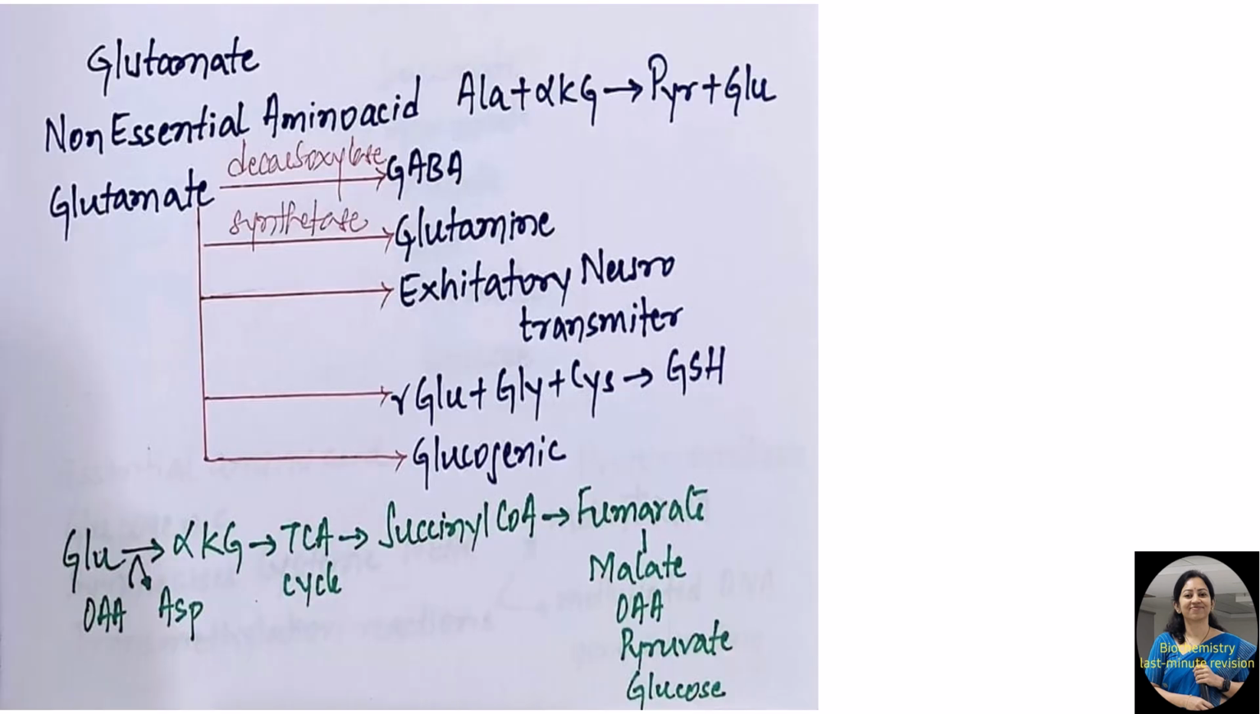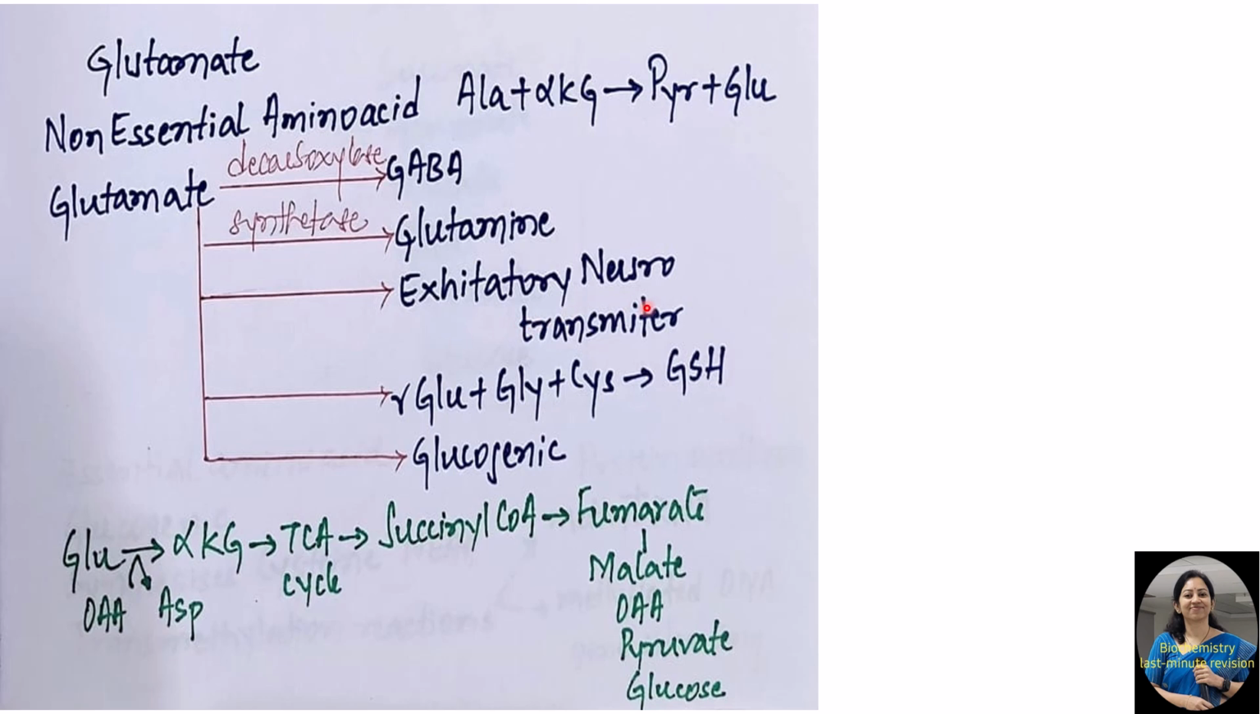The next amino acid is glutamate. It is also a non-essential amino acid synthesized from alanine. Alanine donates the amino group to alpha ketoglutarate, which gets converted to glutamate, and alanine gets converted to its keto acid pyruvate. These are the functions of glutamate. Glutamate undergoes decarboxylation to form GABA, gamma aminobutyric acid, which is an inhibitory neurotransmitter in the brain. By accepting the ammonia, it gets converted to glutamine.